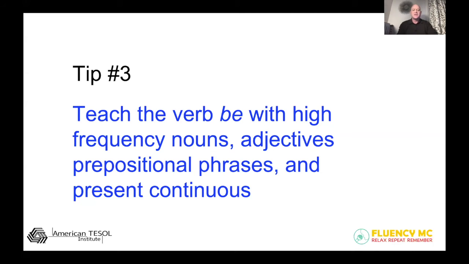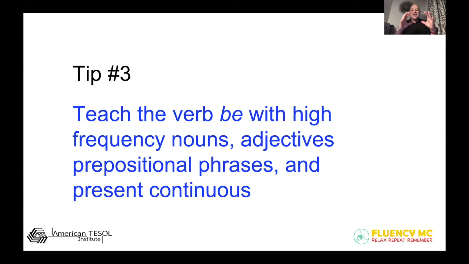I am a student. She is a teacher. But adjectives, get them right away, right? Happy, sad. Prepositional phrases, don't forget them at this early stage when you're teaching the verb to be. At school, on the bus, right? And then present continuous. Probably before you get into I live, I go, I eat, right?